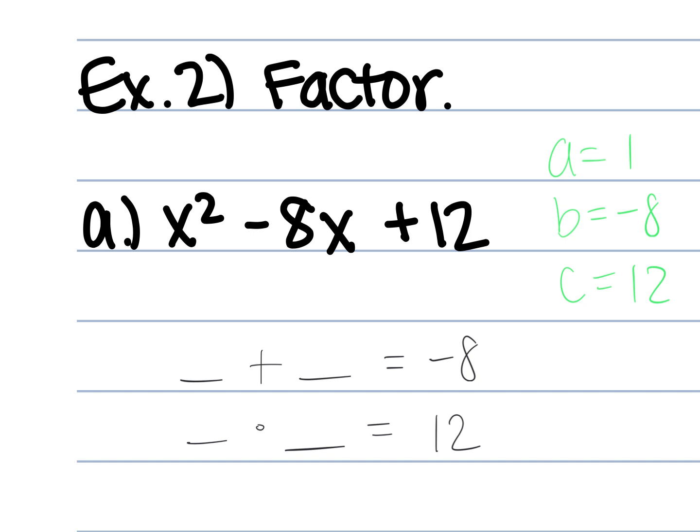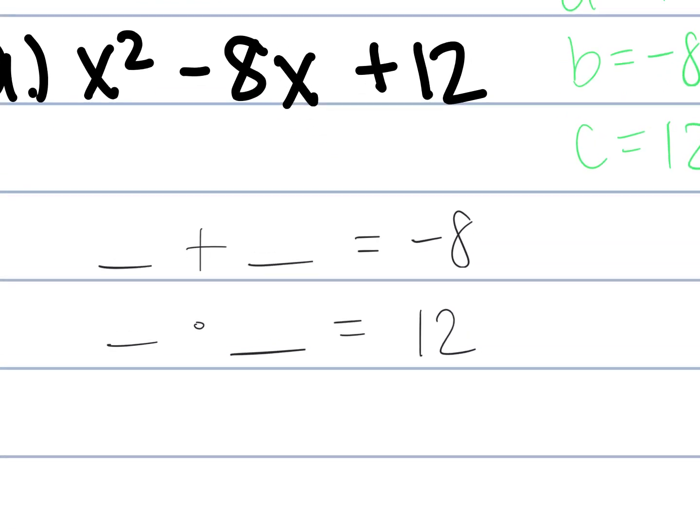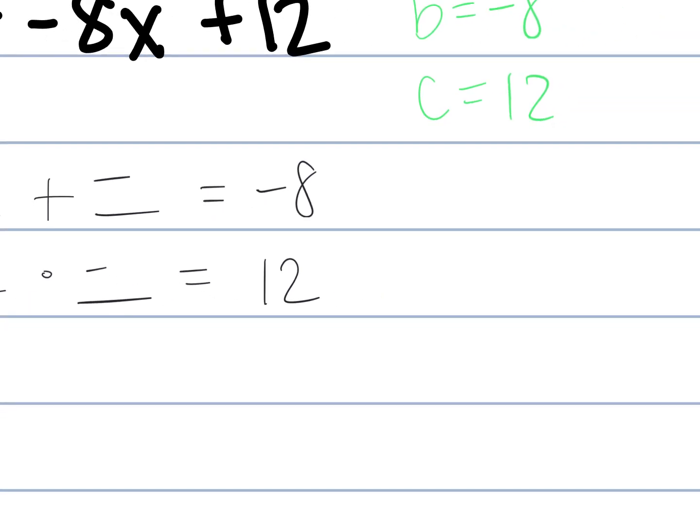I have a question for you. If two numbers are being multiplied and they give you a positive number, now they should both be negative. Why? Because to get a negative sum, you have to add two negatives. Very good. Would two positive numbers added together give you a negative result? No. So right off the bat, I know both of my factors need to be negative, because a negative times a negative gives you a positive.